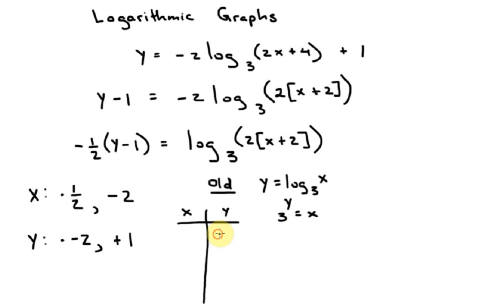Like, how about negative 1 as a y value? Then 3 to the negative 1 would be our x value. And 3 to the negative 1 is 1/3. And how about 0? 3 to the 0 would give us x would have to be 1. And then how about 1? 3 to the 1, well, x would have to be 3. And finally, how about a 2? 3 squared would equal 9. So these are my old points.